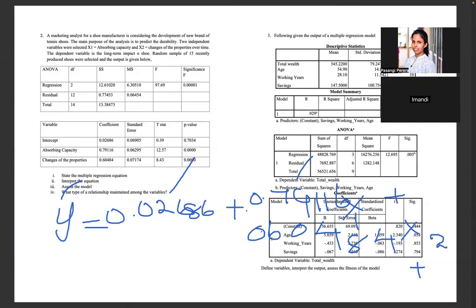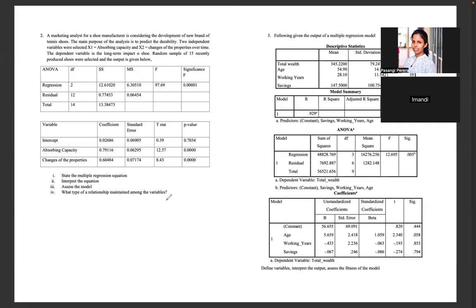Okay. Then assess the model. How are you going to assess the model? Is the second part interpreting the equation, right? Yes, interpreting the equation is the second part. Write the answers. I'll also give you the complete answer.